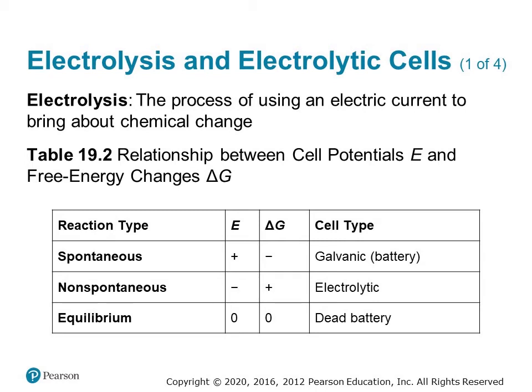Finally, for a system already at equilibrium, both delta G and E will be 0. Since it is not spontaneous for a reaction already at equilibrium to proceed either towards reactants or products, no further energy change is possible. This is the situation reached when a battery dies.